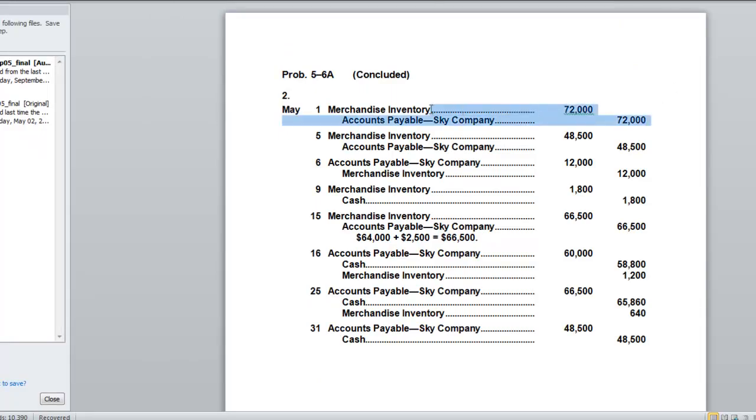Okay, so you can see here we purchased inventory and we have an accounts payable, $72,000. Later on, when we actually make the payment, if we make it within the discount period, we actually will not have to pay this full amount. But if we waited and didn't pay it early enough, then perhaps we would.